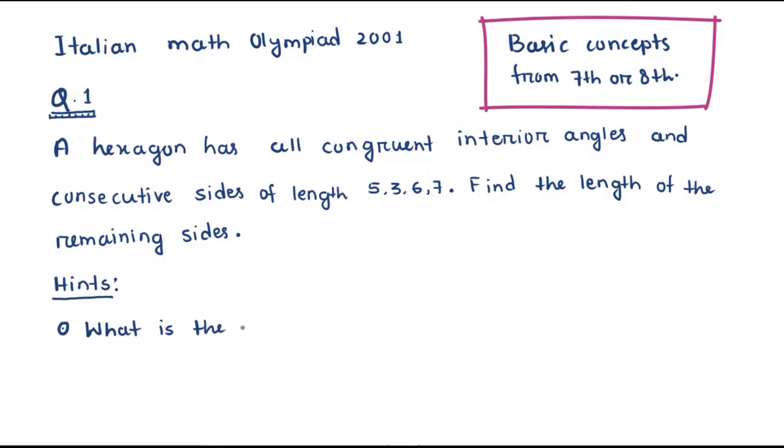What is the angle sum of a hexagon? There is a standard formula that allows you to write down the sum of the interior angles of an n-gon in terms of n. That is (n minus 2) times 180 degrees. You should keep this in mind whenever you are working on geometry problems involving polygons in this kind of competition.